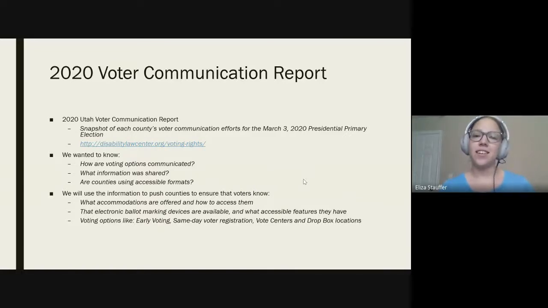But obviously, some things have changed, like COVID, since the March 3rd presidential primary. So keep that in mind when I'm talking about how this report was set up. You can find it at our website, disabilitylawcenter.org/voting rights. But I've also forwarded to Eric, there are two versions. One is an accessible text format, and the other one includes graphs and images.